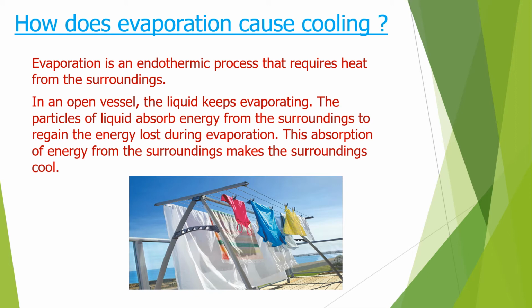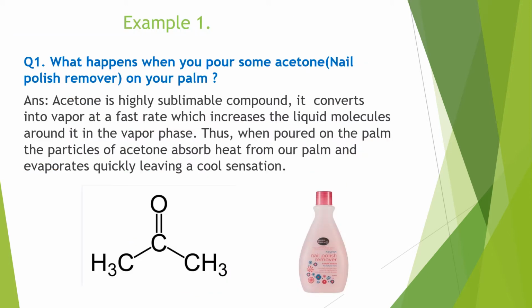So let us discuss some applications where evaporation is causing cooling. The first example is, what happens when you pour some acetone or nail polish remover on your palm. Here acetone is an organic compound having a ketonic group and having the formula CH3COCH3. It is present in nail polish remover. So what happens when we put some acetone on our palm?